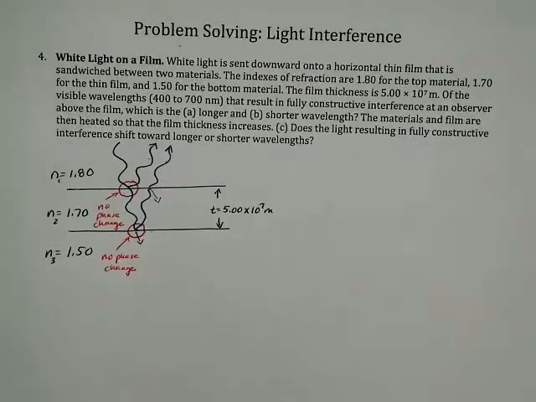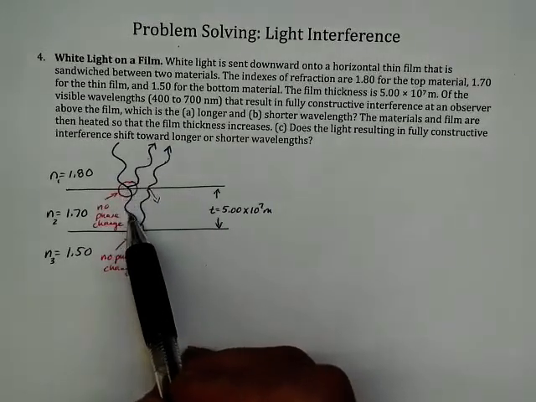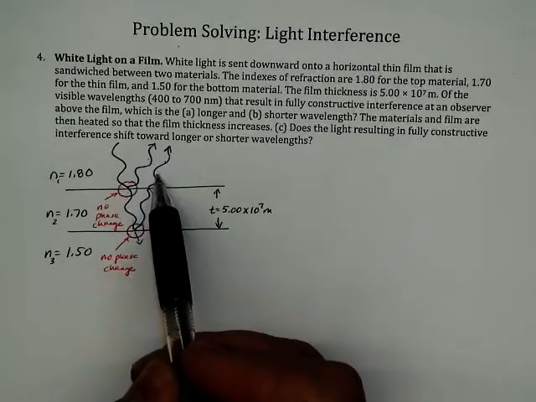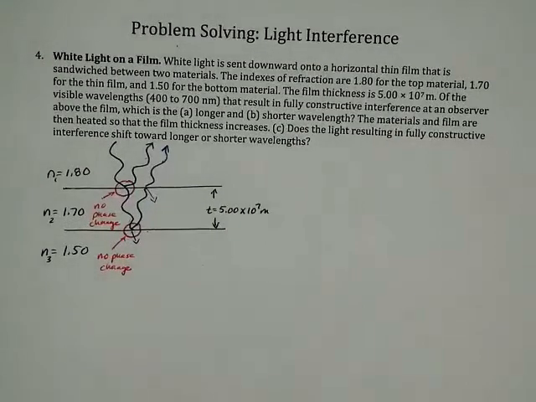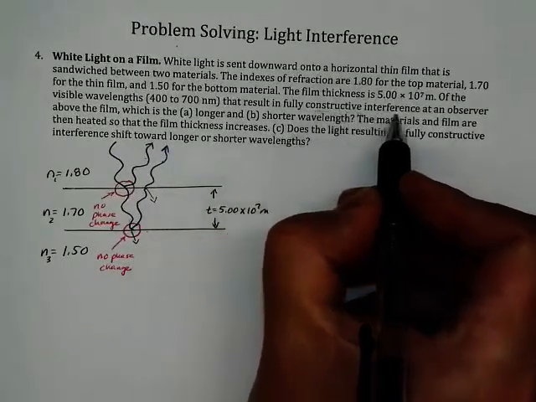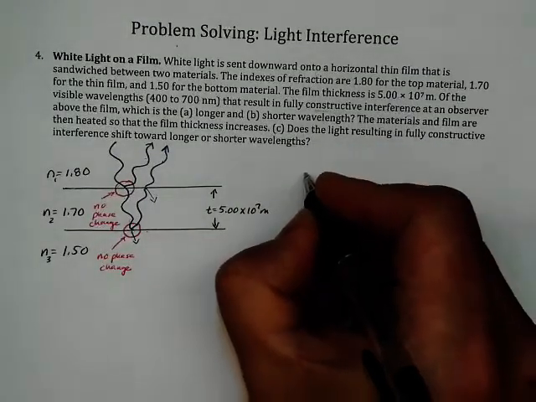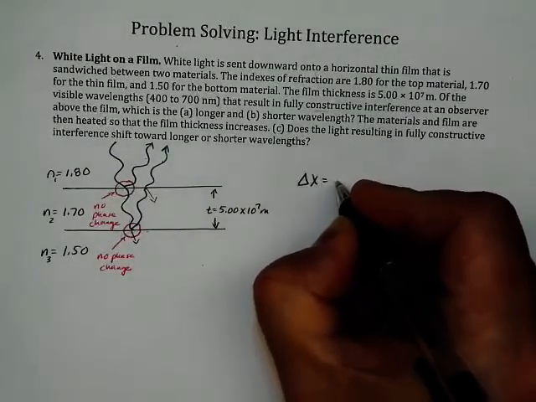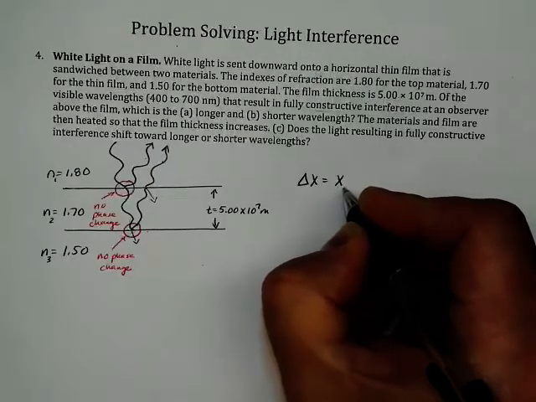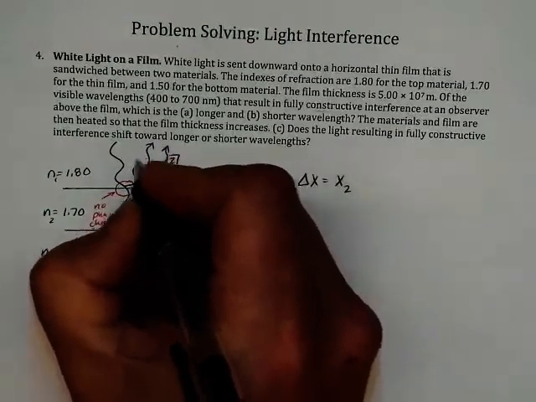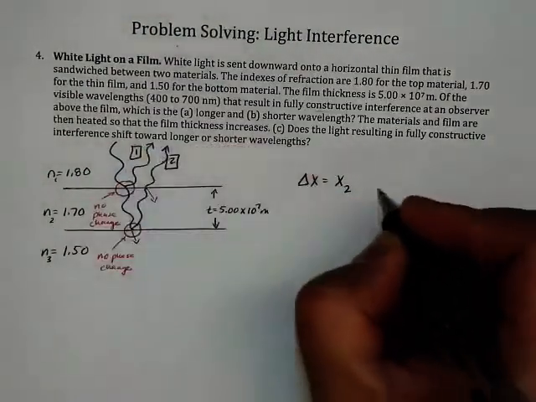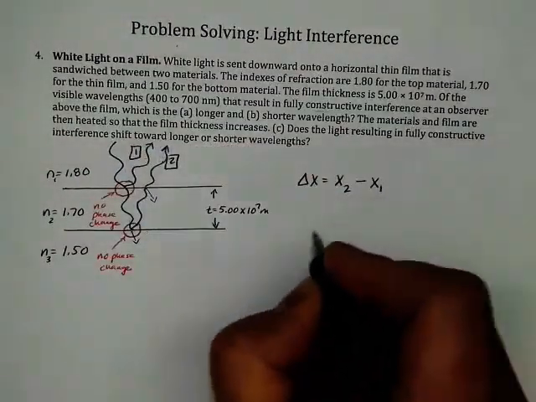Okay, so really, this light that goes down through the layer and travels back up has traveled some extra distance, and we need that extra distance to be a whole number of wavelengths if we're searching for constructive interference. So the path length difference is the distance traveled by beam 2, let's call this one beam 2, relative to the distance that beam 1 traveled.